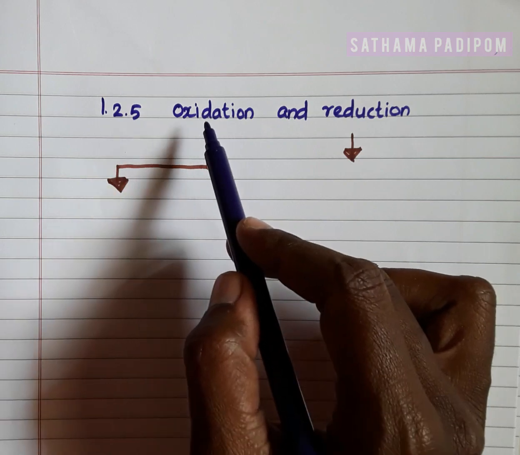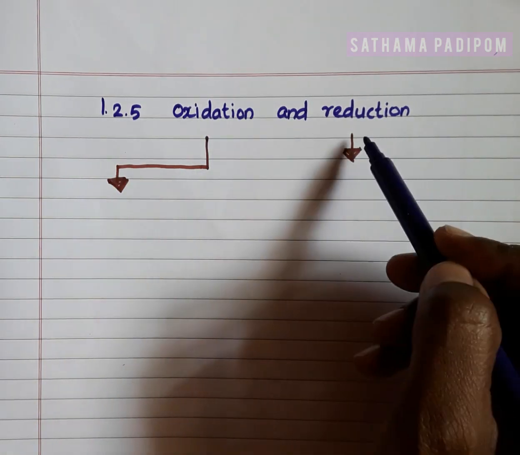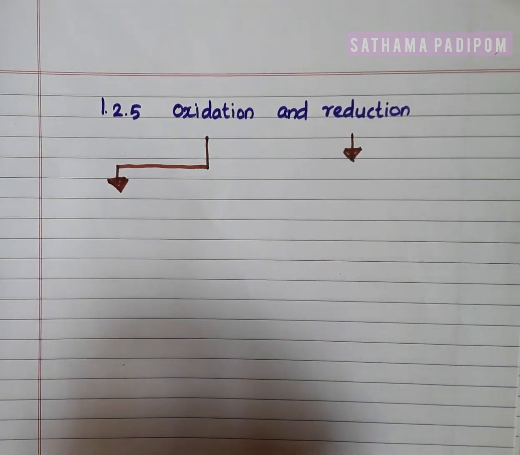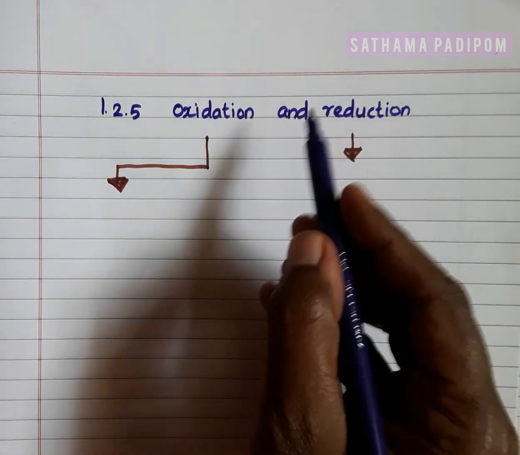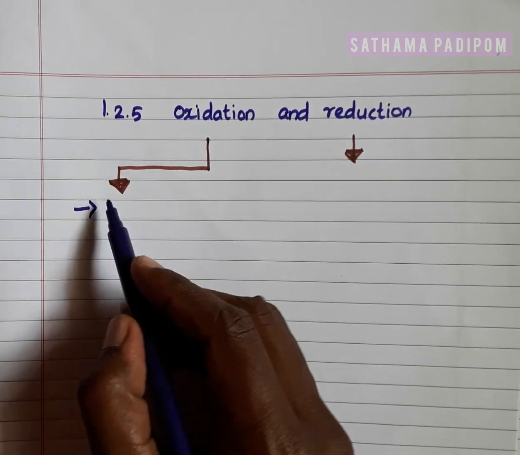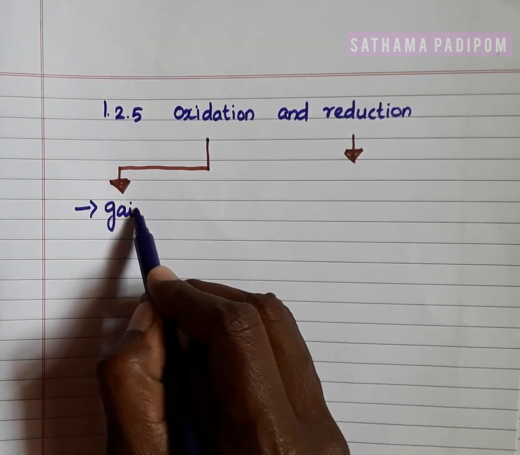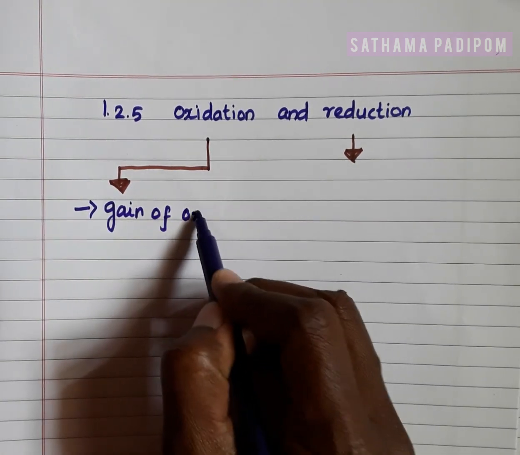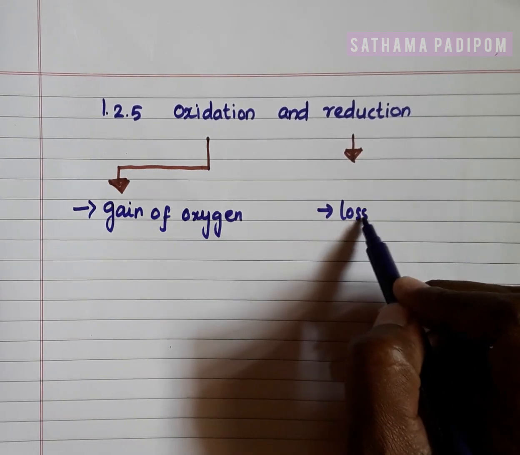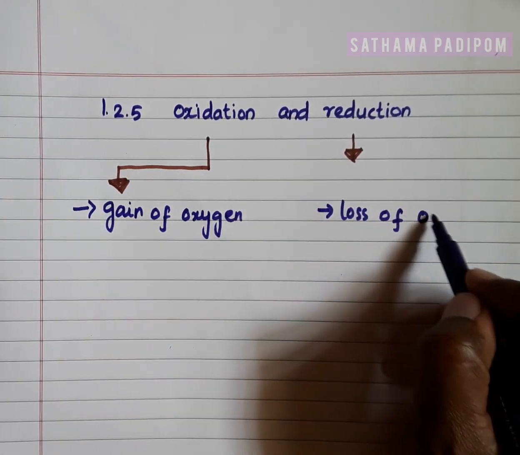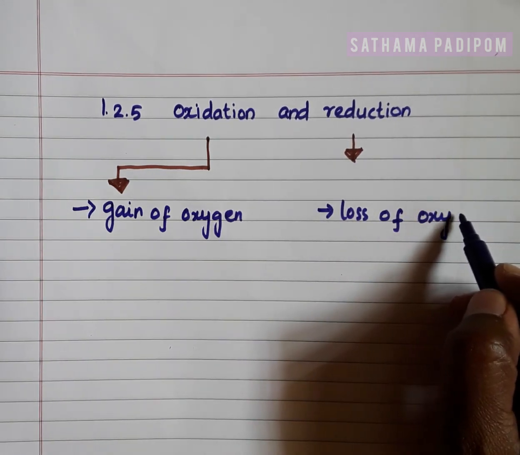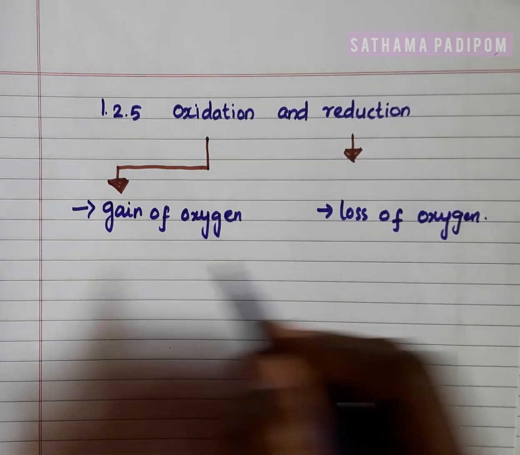If a substance gains oxygen, it is called oxidation. If a substance loses oxygen, it is called reduction. So the first point: oxidation is gain of oxygen, and reduction is loss of oxygen. You have to keep all these points in your mind, then only we can find the oxidation and reduction in the chemical reaction equation.